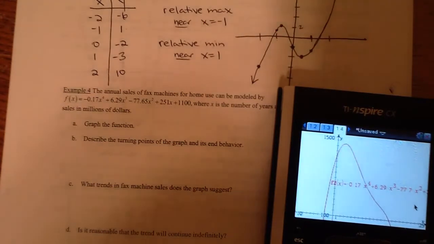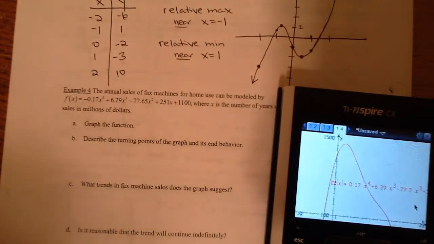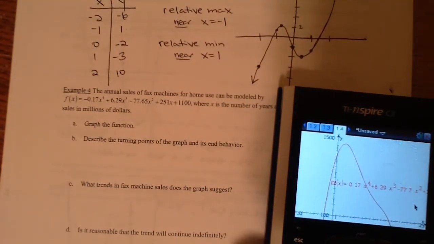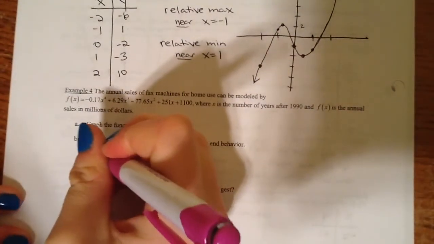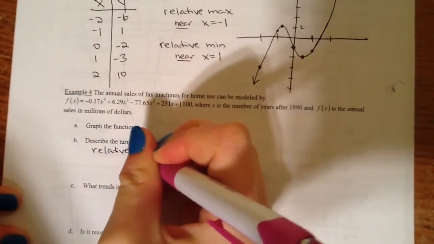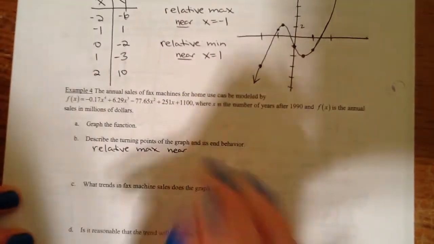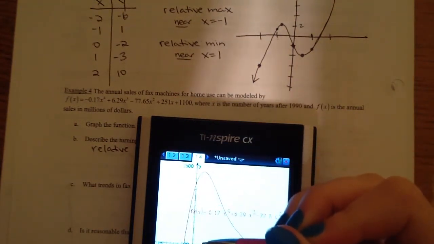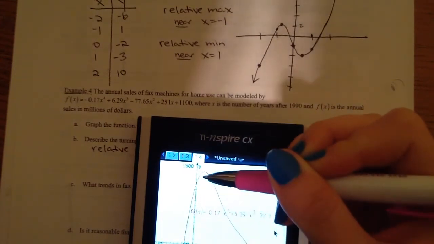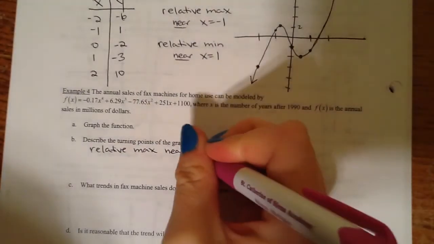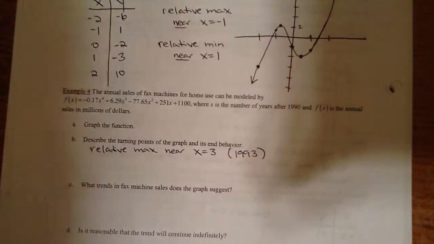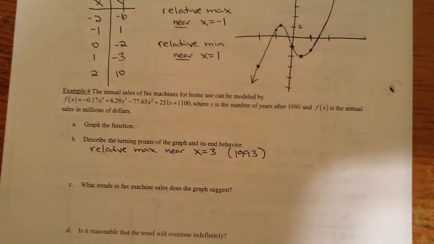Part B, describe the turning points of the graph and its end behavior. Okay, so the turning points, we've got this point right about here, and that's where the sales were at a maximum. So let's say we have a relative max near, and then if we look back at this graph, this high point right here traces down to about 1, 2, 3, yeah, maybe 3. Relative max near x equals 3, which if that's the years after 1990, that would be the year 1993. Which makes sense, you know, before you were born, that's when fax machines were at their peak.